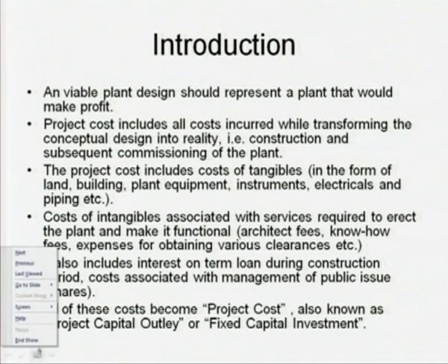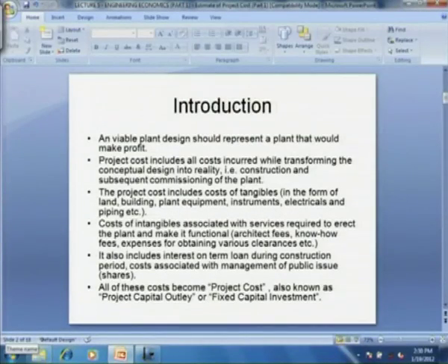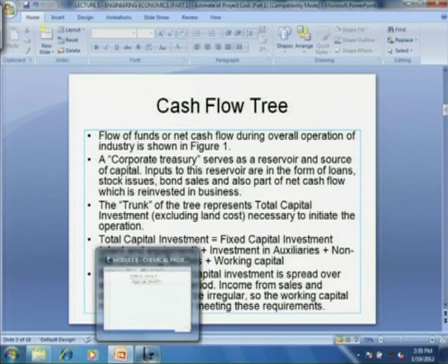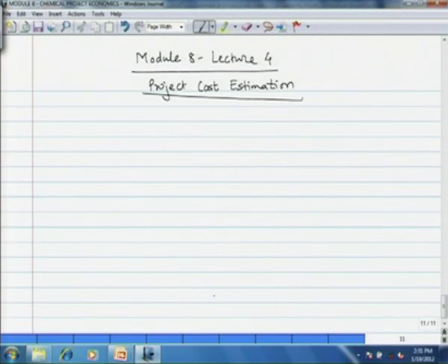Now, let us try to construct a sort of a cash tree for the industrial operation, or the diagram showing the cash flow, from where the money comes and where the money goes and how does the entire industry function. We shall consider a corporate treasury as a reservoir and source of capital. The input to such reservoir are in the form of loans, stock issues, bond sales and also part of net cash flow which is reinvested in business. So, let us try to simultaneously draw this tree.